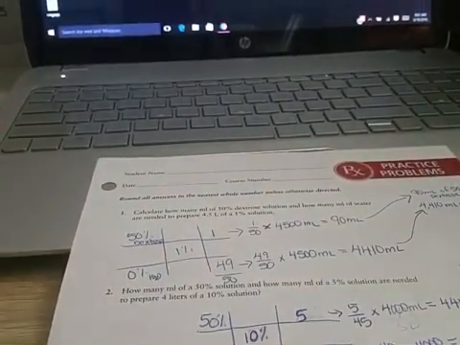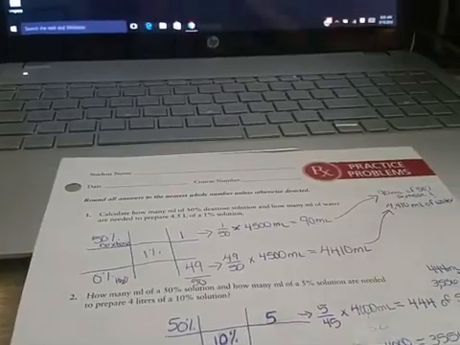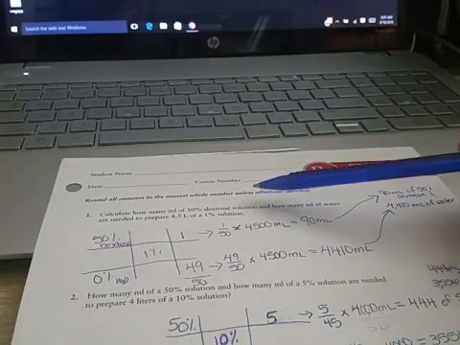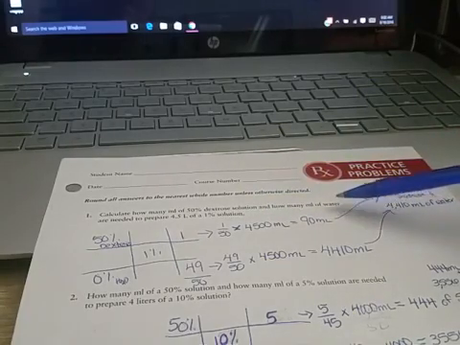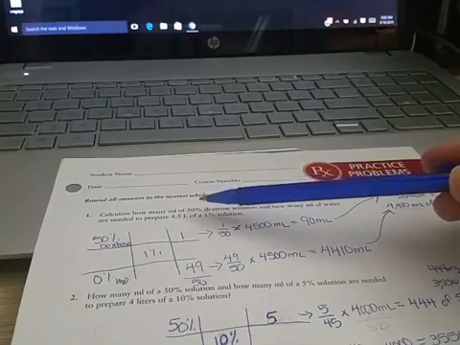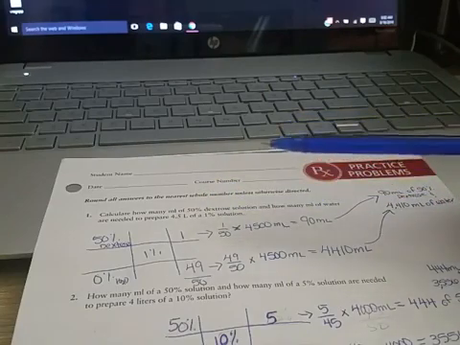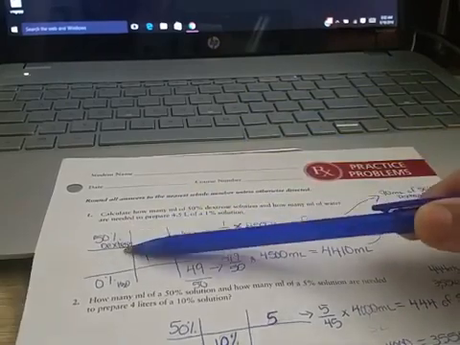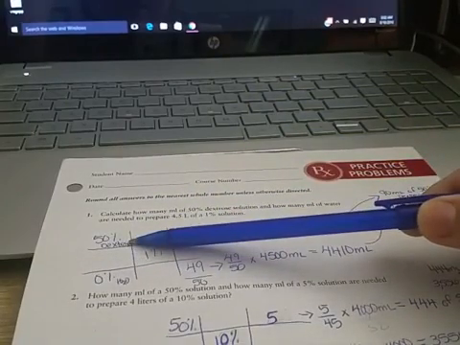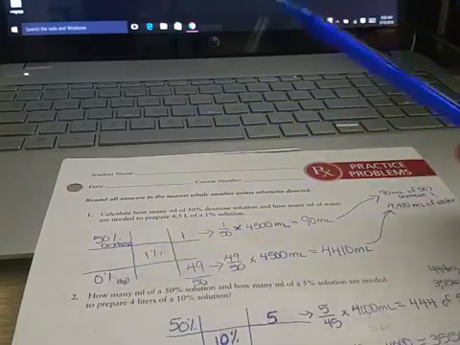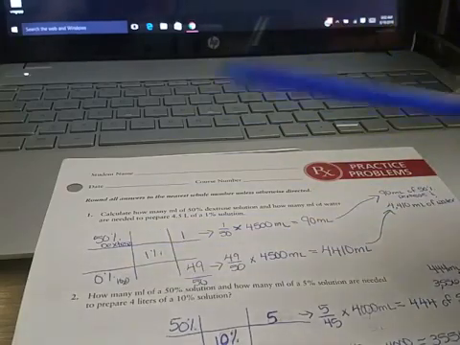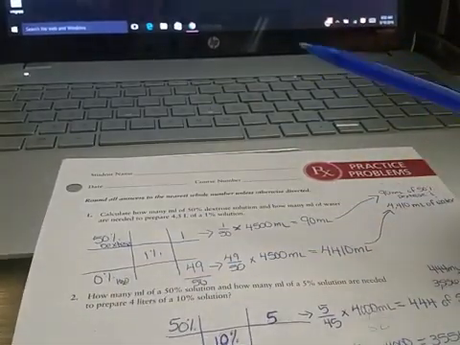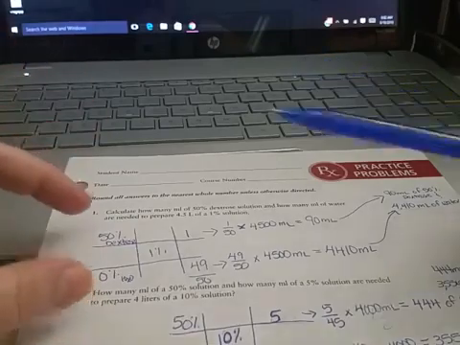Okay. So number one states, calculate how many ml of 50% dextrose solution and how many ml of water is needed to prepare 4.5 liters of a 1% solution. All right. So we have our two percentages. We have a 50% dextrose, which we put on the top. And then we have water, which is considered neutral. So water and anything that doesn't have a percentage is considered neutral and 0. Okay? So you have your 50 and you have your 0 in your tic-tac-toe.